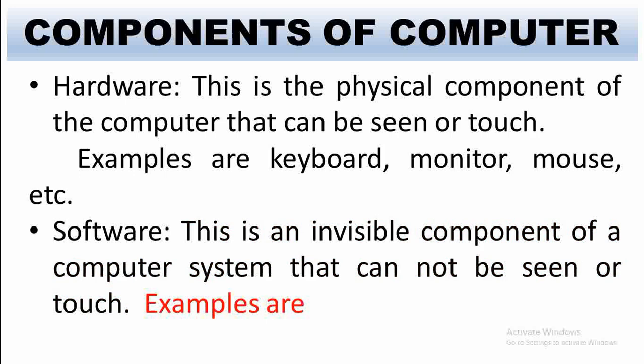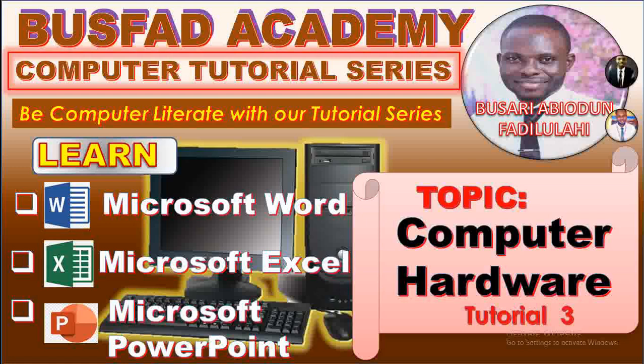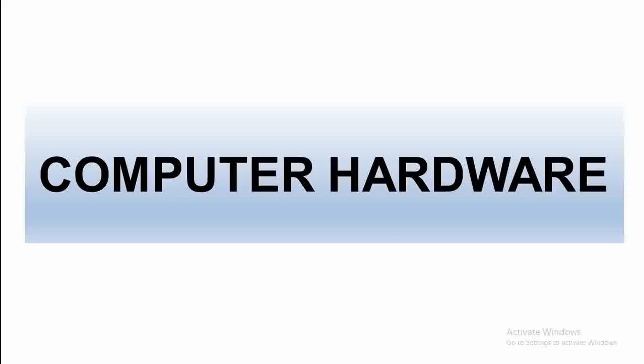Examples of software are Windows, that is the operating system: Windows 98, Windows 2000, Windows XP, Windows 2007, 2008, 2010. All those versions of Windows are examples of software. Microsoft Word and CorelDRAW are also examples of software. By the time we get to the software properly, I will be explaining everything in the series. In this video, I will be discussing the computer hardware.